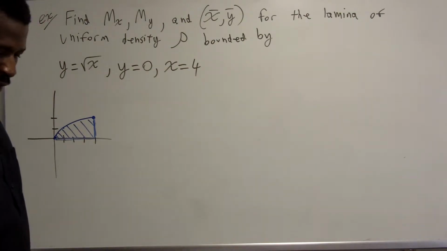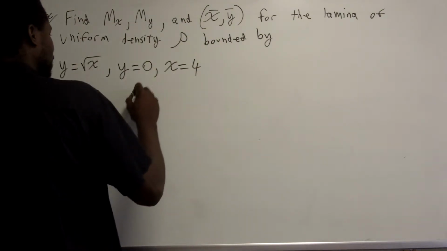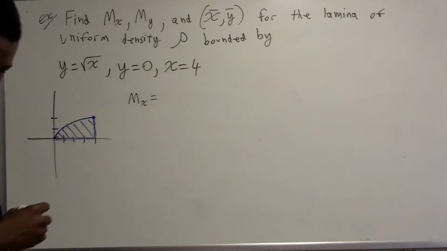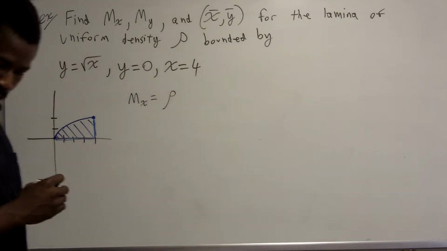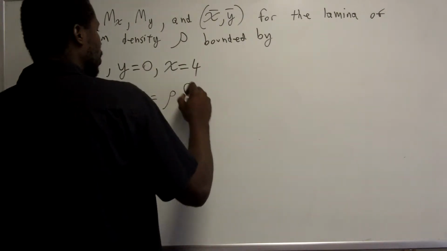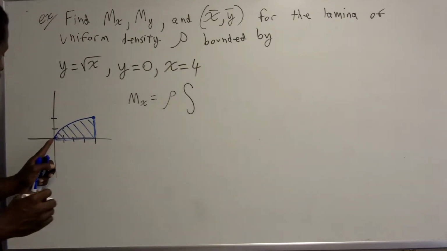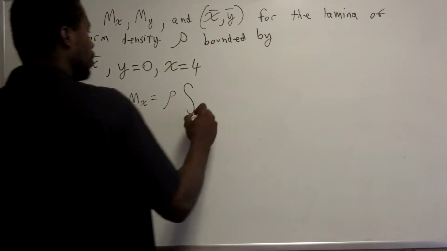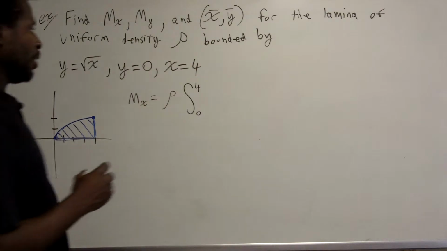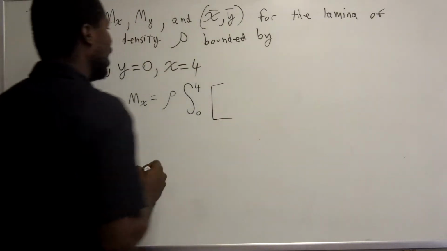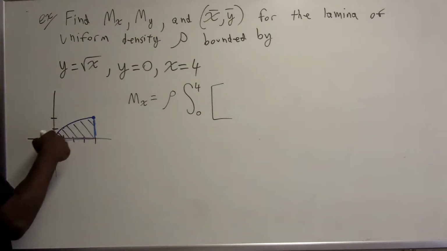Well, let's take a look at the formulas. Mx is equal to rho, which we're not given, we're just going to use rho. And this is going to be the integral from a to b, and this integral is in terms of x, and x goes from 0 to 4. So a is 0, and b is 4. So this is the integral from 0 to 4. And then here, this is going to be the f of x plus the g of x over 2. Well, f of x is the top function, the square root of x.